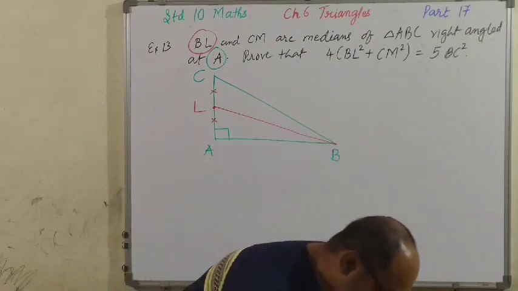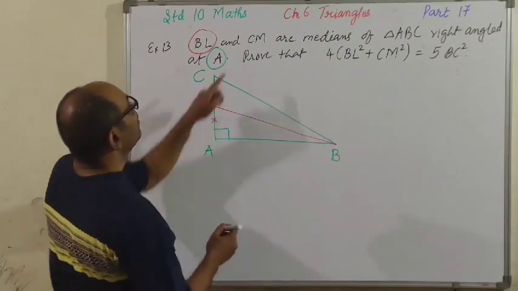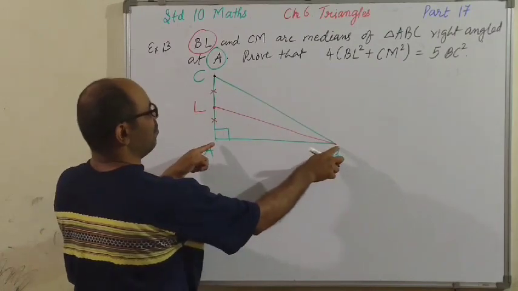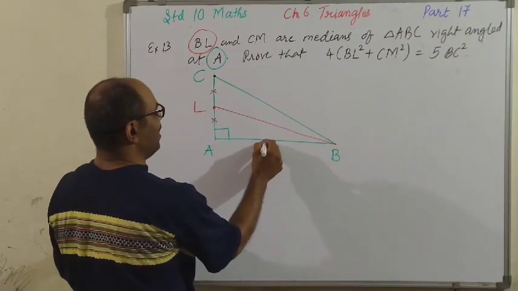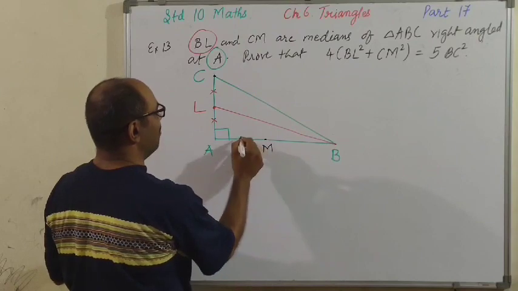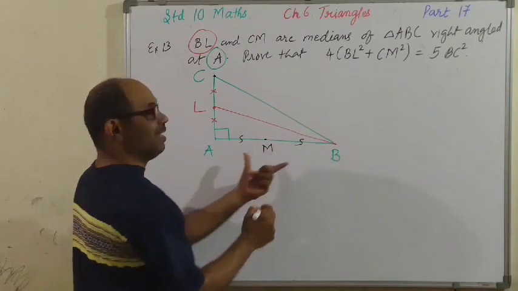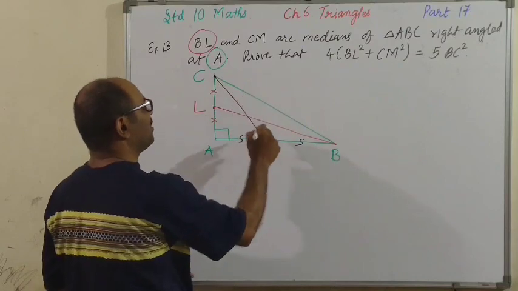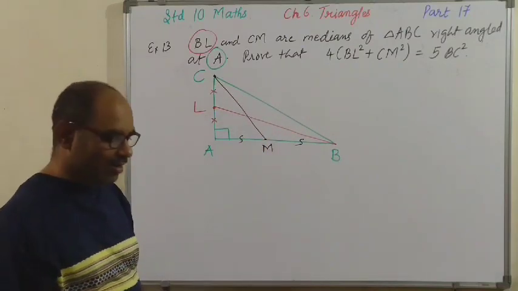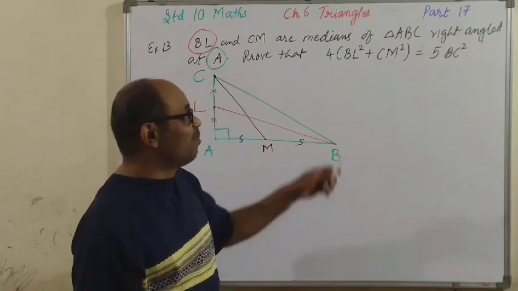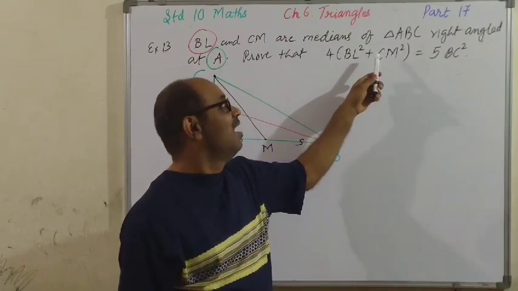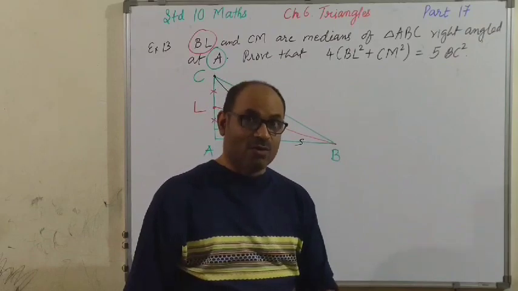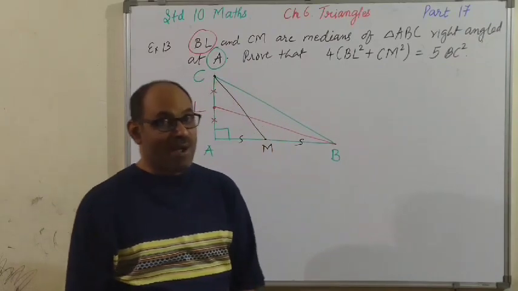Okay. Now, the next one. CM. C is here. And M has to be midpoint of opposite side AB. So, this is M. AM equal to BM equal to half of AB, because CM is median. Now, we have to prove 4 times BL square plus CM square is equal to 5 times BC square.